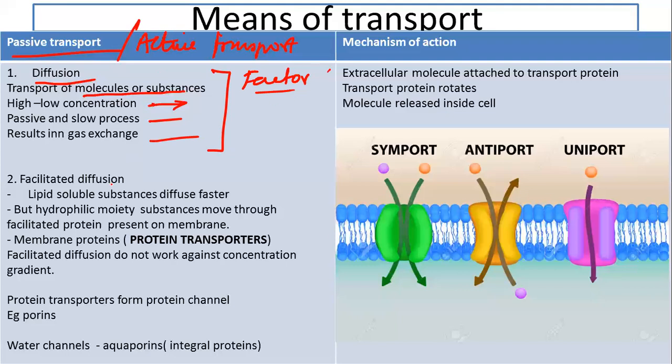Okay, and the next one is facilitated diffusion. Facilitated diffusion is quite a bit complicated among the diffusion types. It is also a type of diffusion, but what exactly is it? We all know the membrane of the cells is made up of lipid bilayers. So lipid soluble substances may easily move faster from the cell to outside the cell, or from outside to inside the cell.